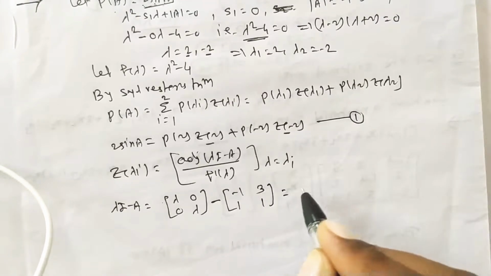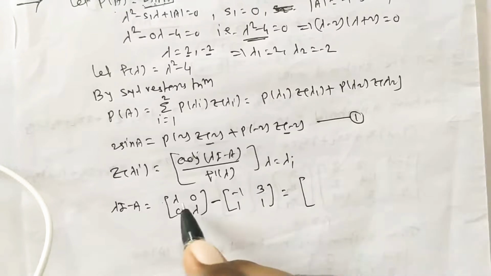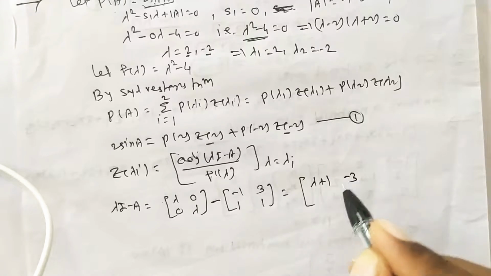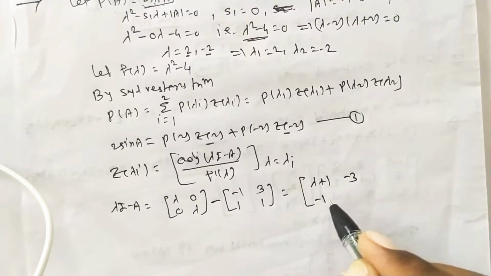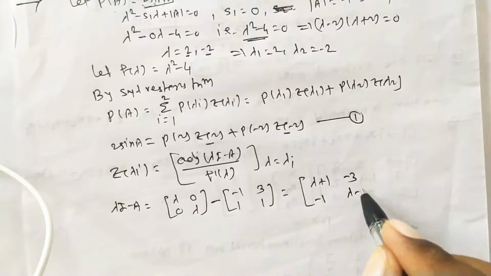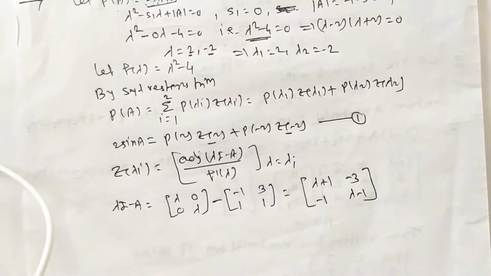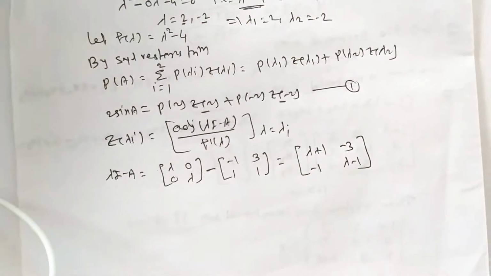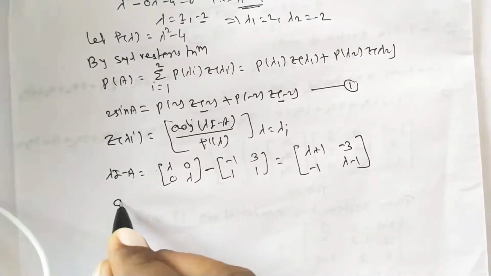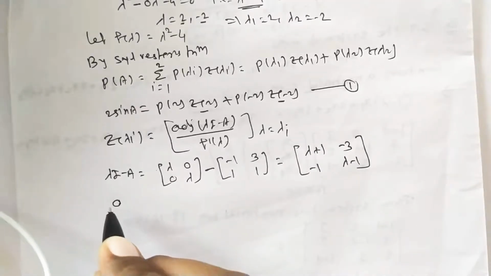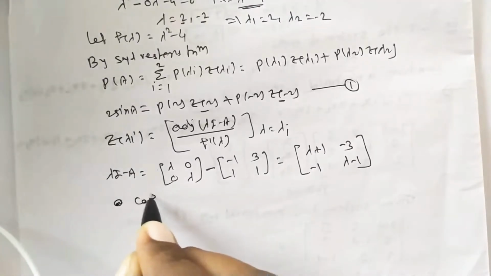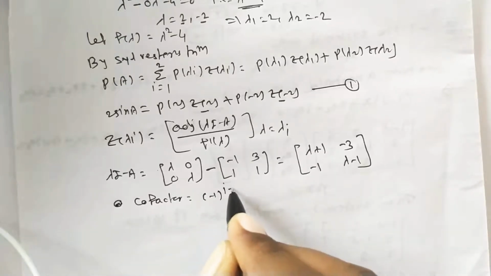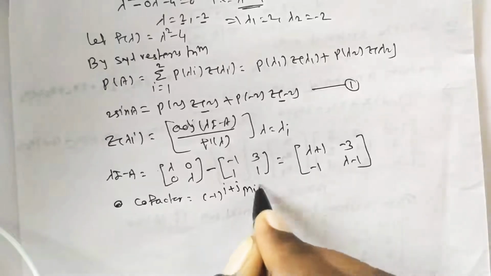If we simplify this, we get lambda minus minus, that is lambda plus 1, 0 minus 3 is minus 3, 0 minus 1 is minus 1, and this is lambda minus 1. So this is the lambda I minus A matrix. Now we have to find the adjoint of this matrix. We know how to find the adjoint. The adjoint is the transpose of the cofactor matrix, and we can find the cofactor using the formula minus 1 raised to I plus j into Mij.